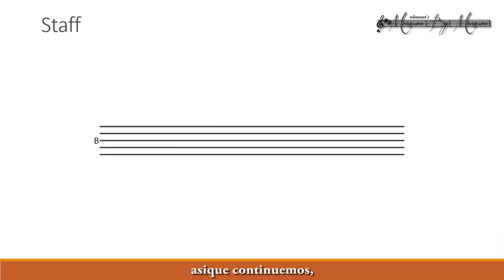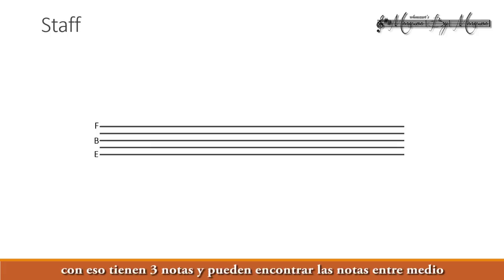So let's continue. A good trick, if you have never read music before, is you need to memorize what each note is. A good way to do that is if you know that the middle line on the staff is the B note. Any note that's placed on that middle line is going to be a B. So memorize that, and also remember the top line and the bottom. The top will be an F and the bottom will be an E. So with that, you have 3 notes, and you can find notes in between.